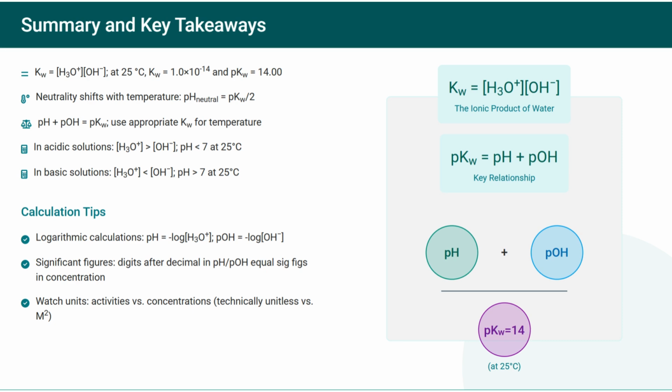So, to put it all on a final visual, Kw equals H3O plus times OH minus. pKw equals pH plus pOH, and at 25 degrees Celsius, that sum is 14.